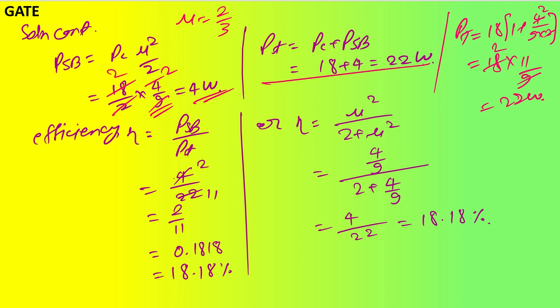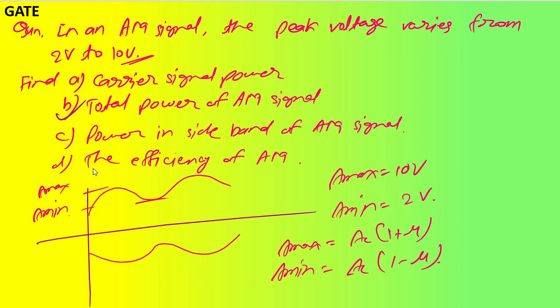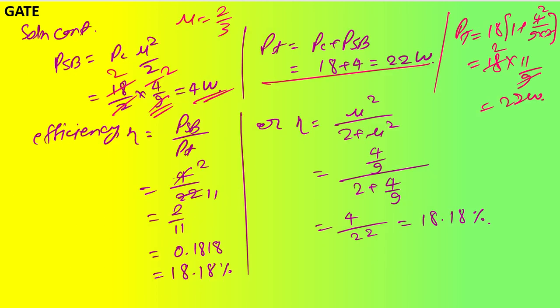Efficiency was also asked. The last part is the efficiency of the AM signal. So the efficiency of AM signal will be sideband power by total power. Sideband power is 4 by 22, that is 2 by 11, that is 0.1818, that is 18.18%. Or otherwise you have the formula in terms of modulation index for the efficiency calculation of AM signal.